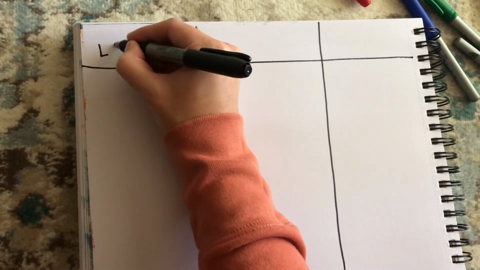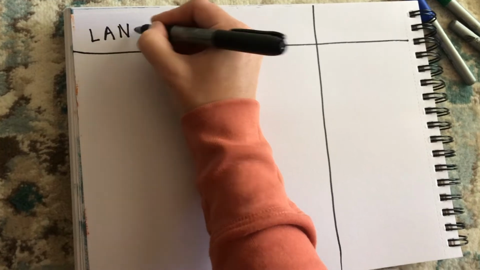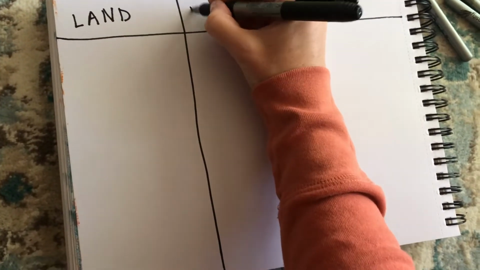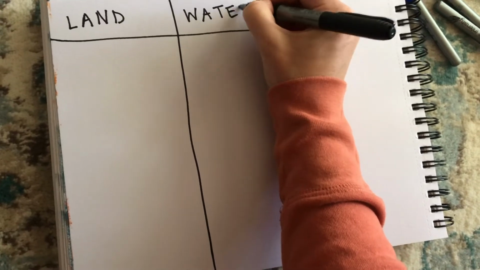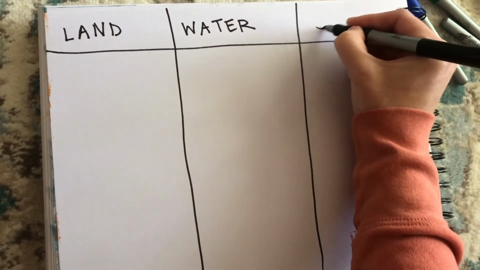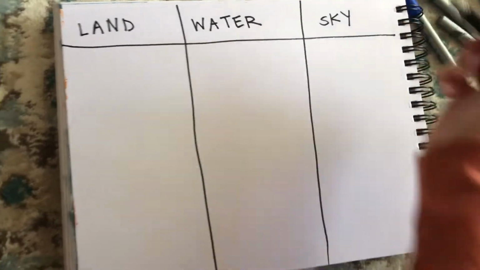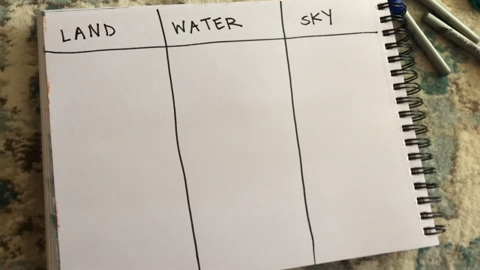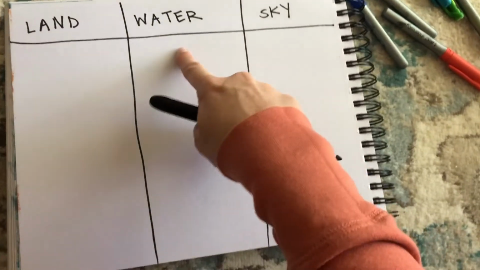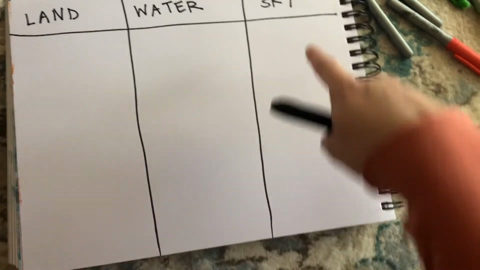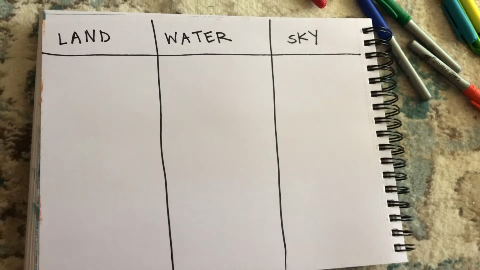write land, water, and sky. So we will be going over animals that live on land, animals that live in the water, and animals that live in the sky. So now let's think about our favorite animals that live on land.